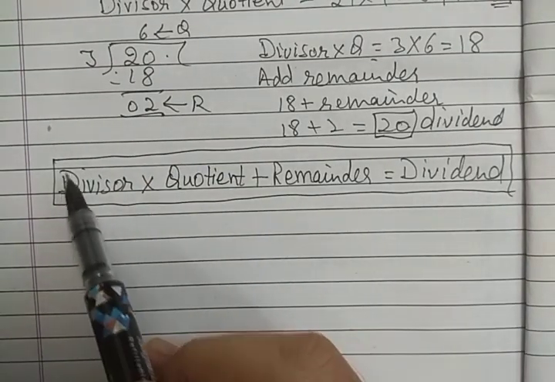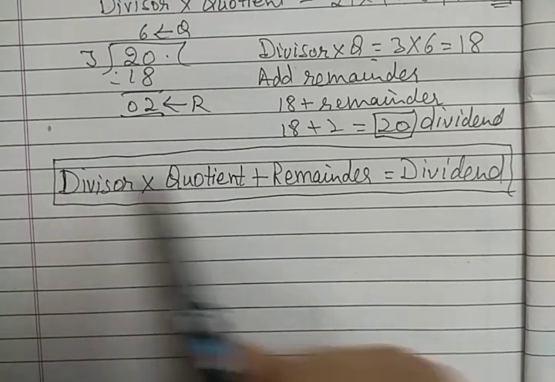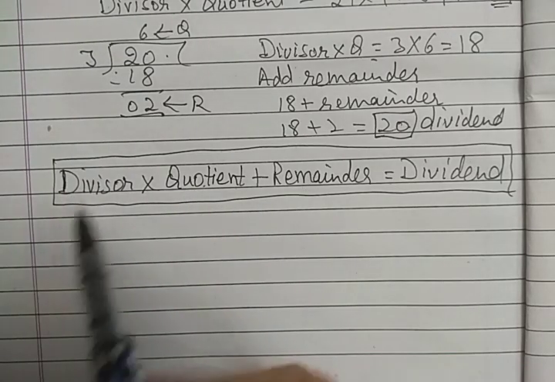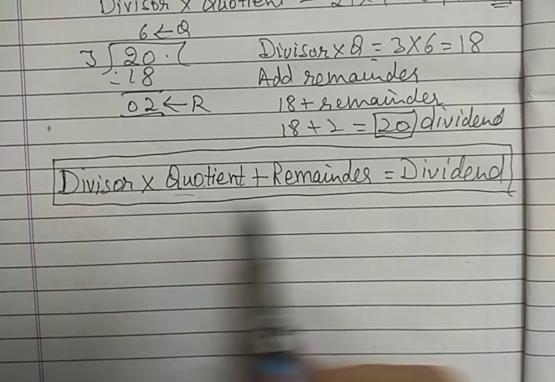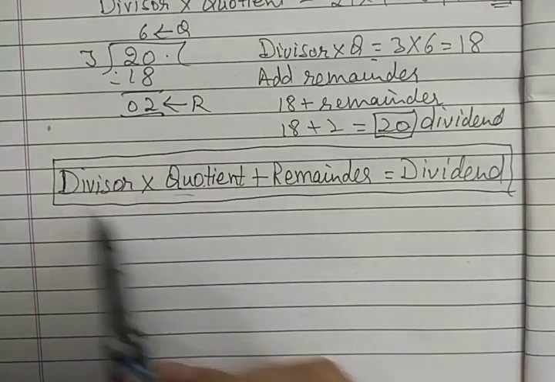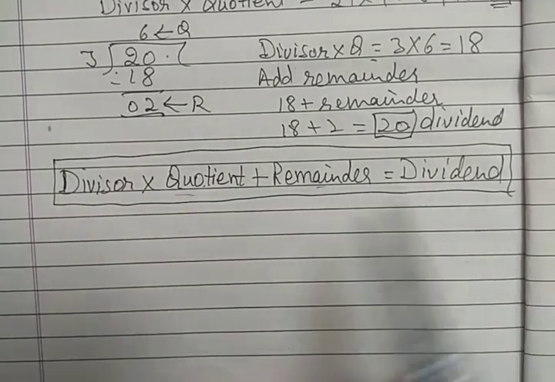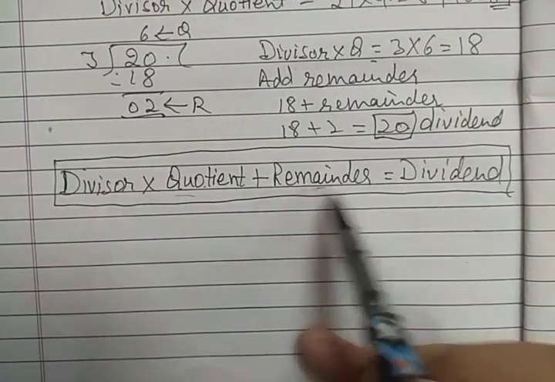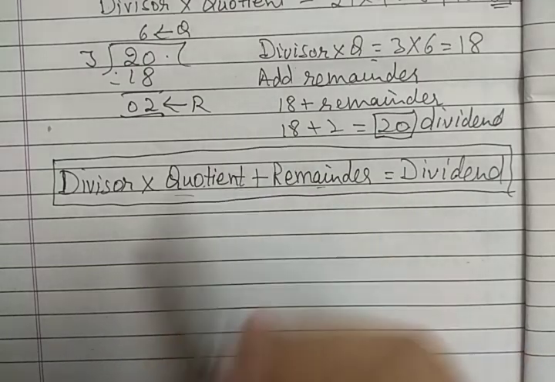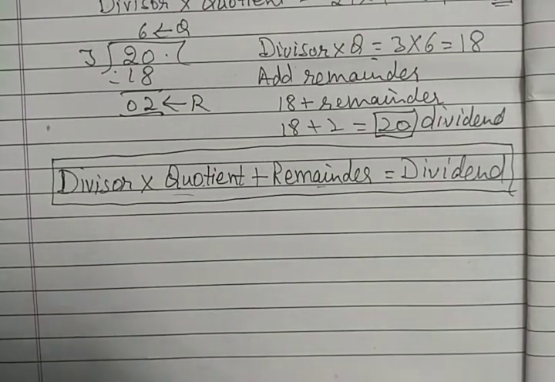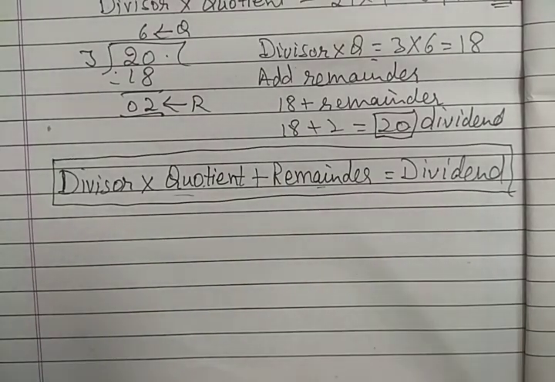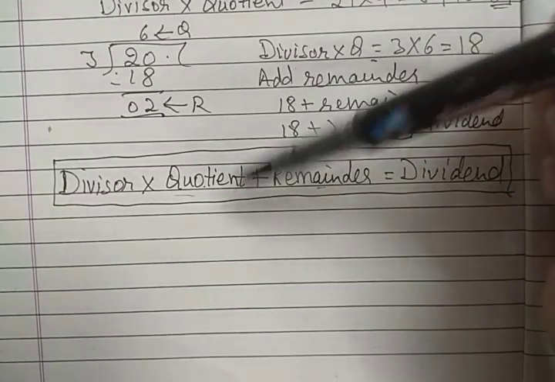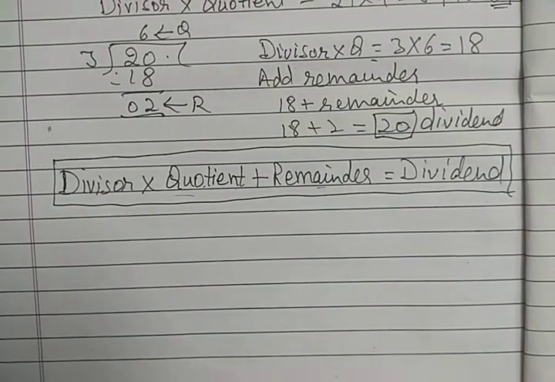If by putting the values of divisor, quotient and remainder and solving it you get the dividend, then your answer is correct. If it is not equal to the dividend, then your answer is wrong. So we will do the questions based on this formula tomorrow in the next video.